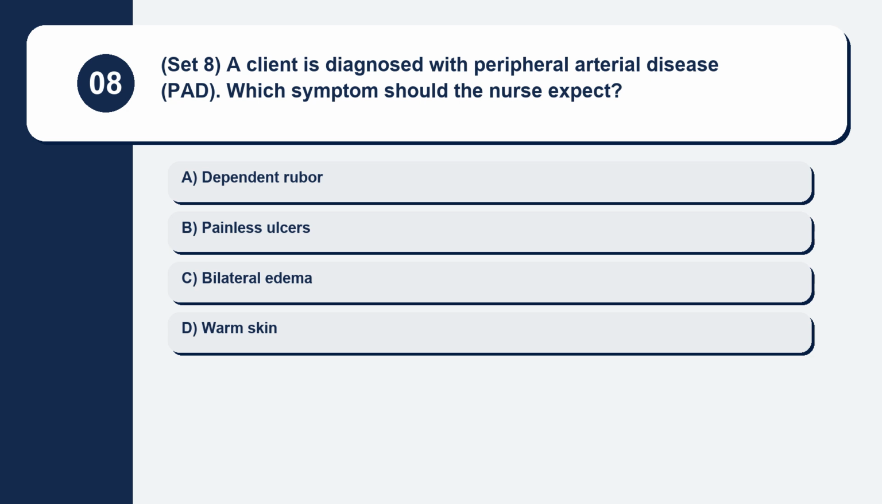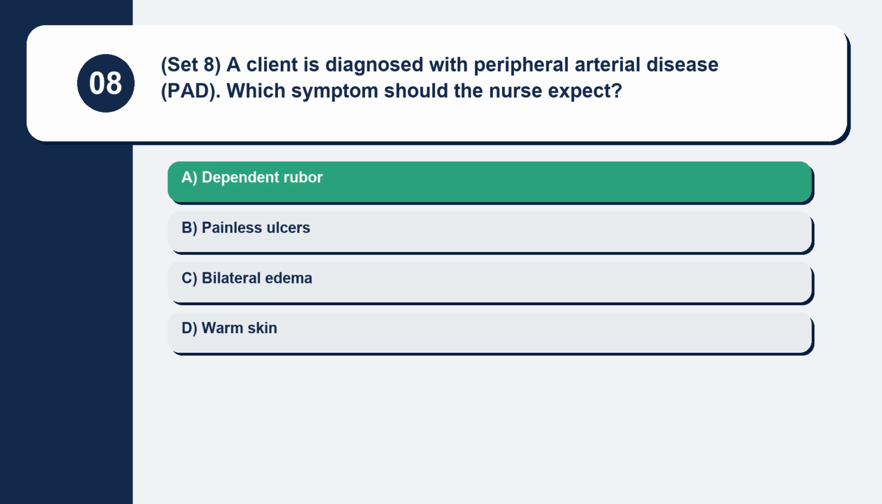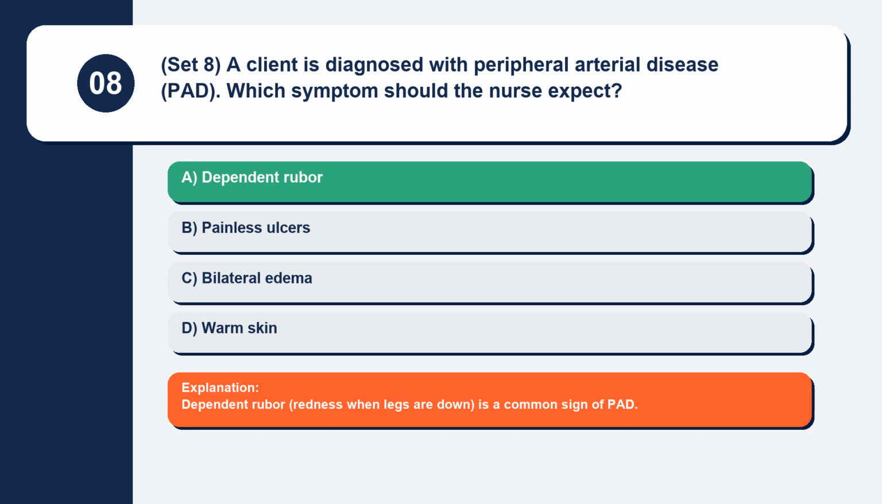Question 8. Set 8. A client is diagnosed with peripheral arterial disease, PAD. Which symptom should the nurse expect? Dependent rubor, painless ulcers, bilateral edema, warm skin. Dependent rubor, redness when legs are down, is a common sign of PAD.